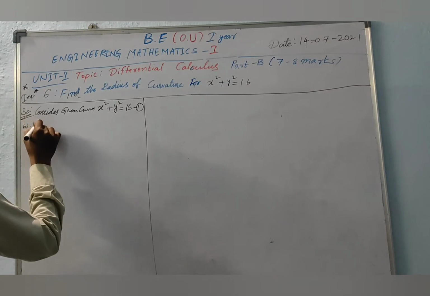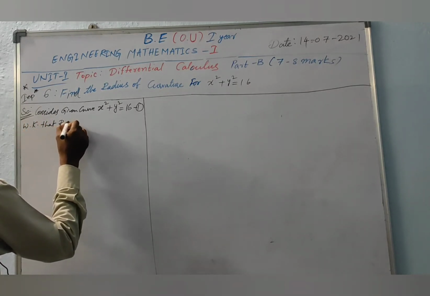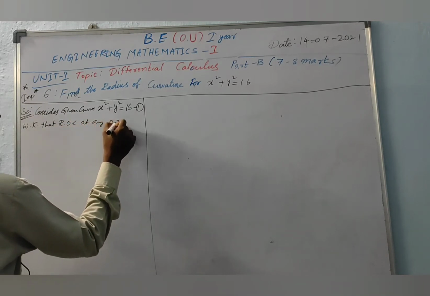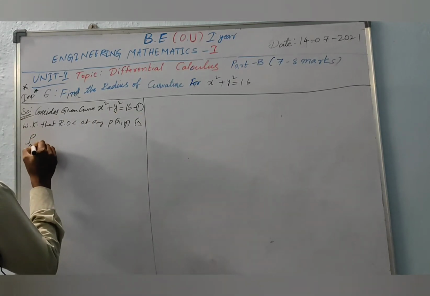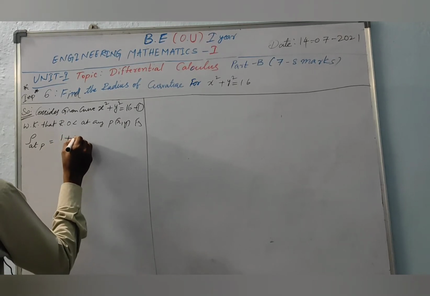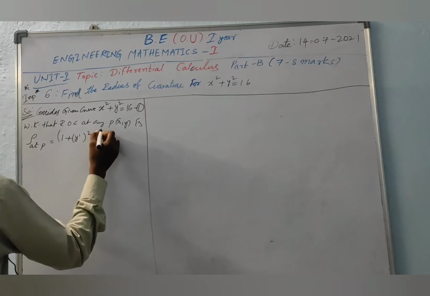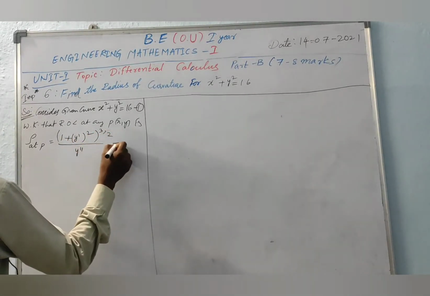We know that the radius of curvature at any point P(x, y) is rho at P equals (1 + y′²)^(3/2) divided by y″. This is equation number 2.